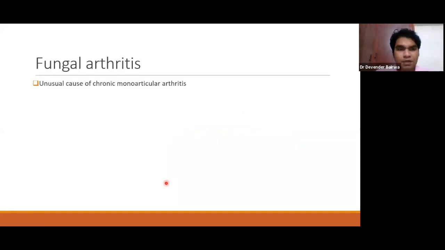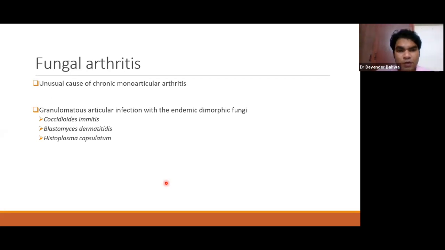Coming to fungal arthritis. Fungal arthritis is an unusual cause of chronic monoarticular arthritis, because fungi are fastidious, and the only ways they can present are either by direct inoculation or when the patient is highly immunosuppressed. Granulomatous arthritis can be seen with some endemic dimorphic fungi. These fungi are endemic in areas of North and South America: Coccidioides immitis, Blastomyces dermatitidis, Histoplasma capsulatum. These are some causes of granulomatous monoarticular chronic arthritis.